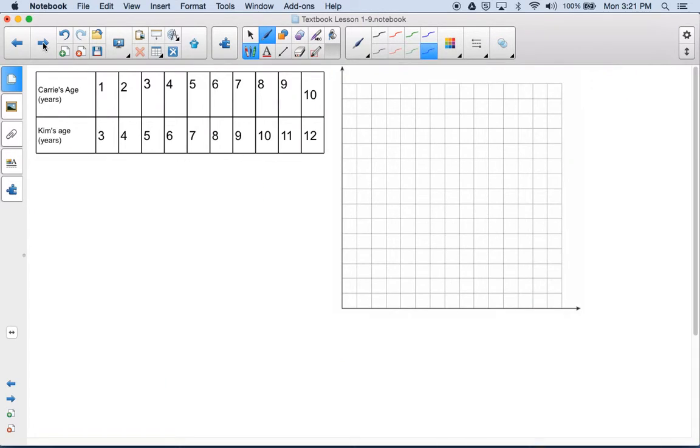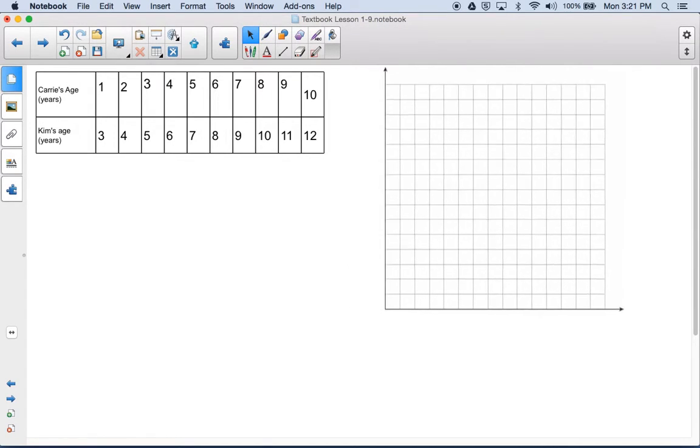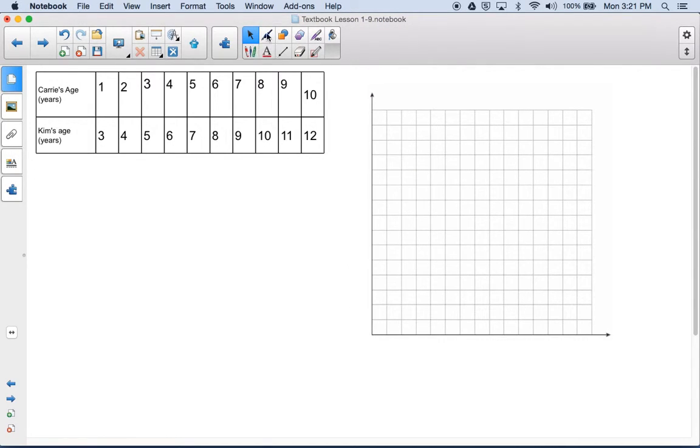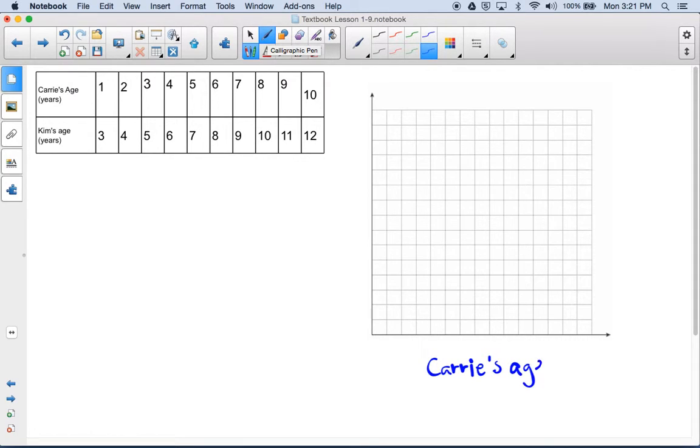And now the last step of this is to make a graph. Now I've got the table already filled in. I'm going to label some things on this graph. I'm going to label the axes. I'll move this over so I have some space here. X is Carrie's age. And y is Kim's age.